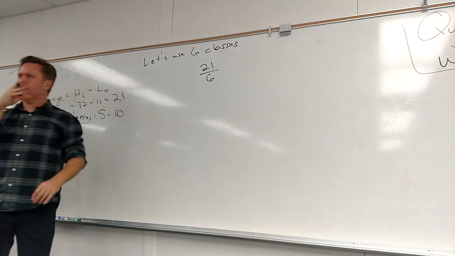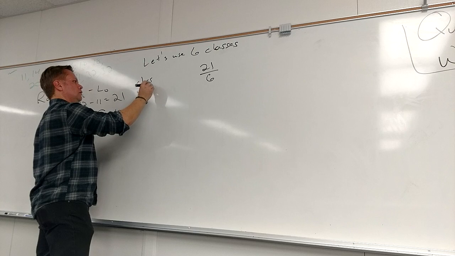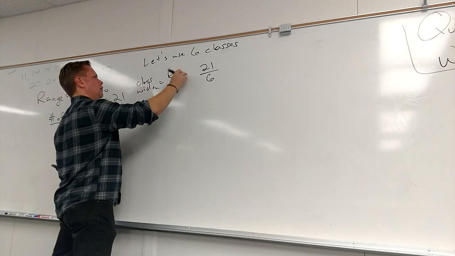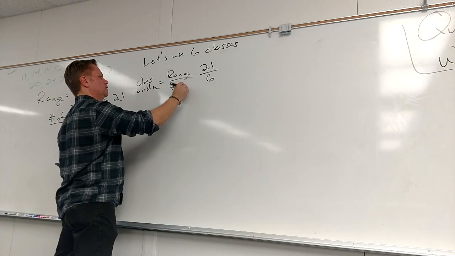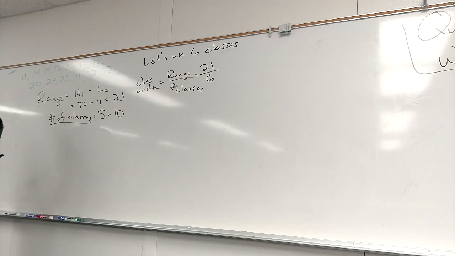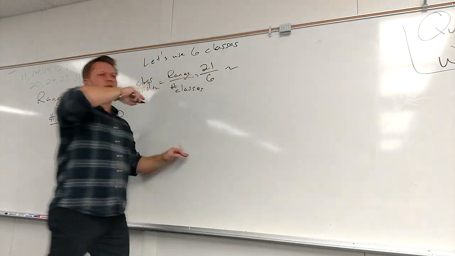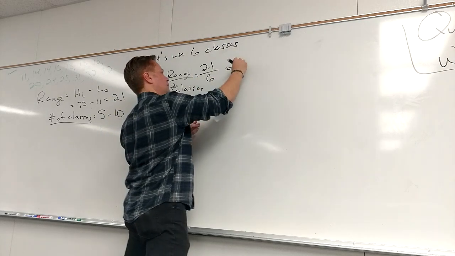So just to formalize this, class width is range divided by number of classes. Now, since this isn't a physical situation, I don't have another wall that I'm going to run into, I can change the width of my rectangle to make more numerical sense. So what is 21 divided by 6, approximately? Well, actually, it is equal to what? 3.5, yeah.